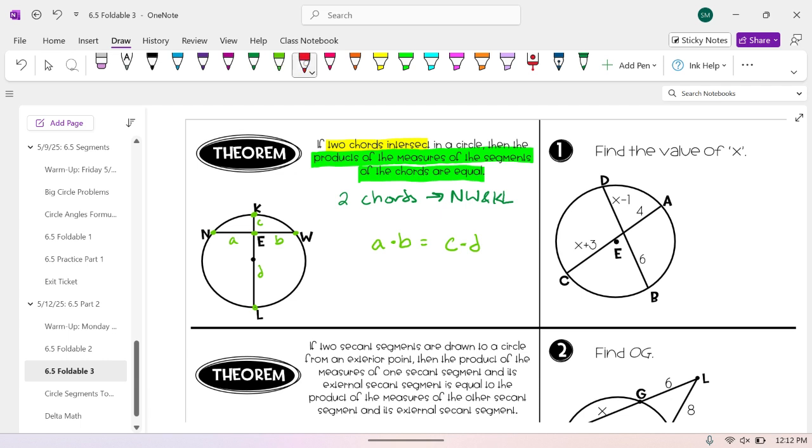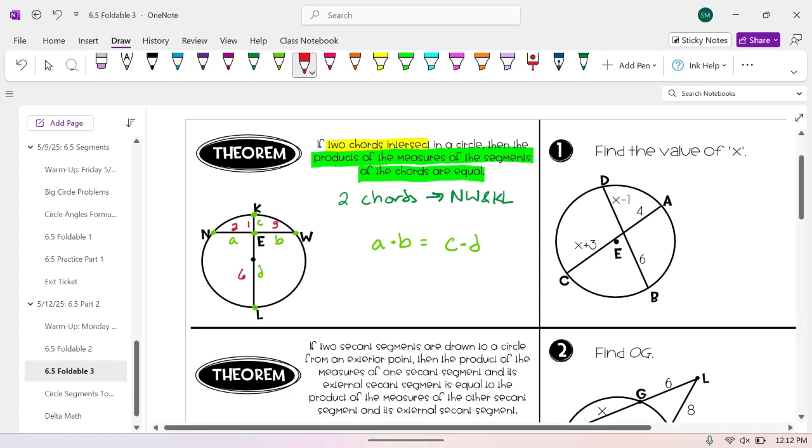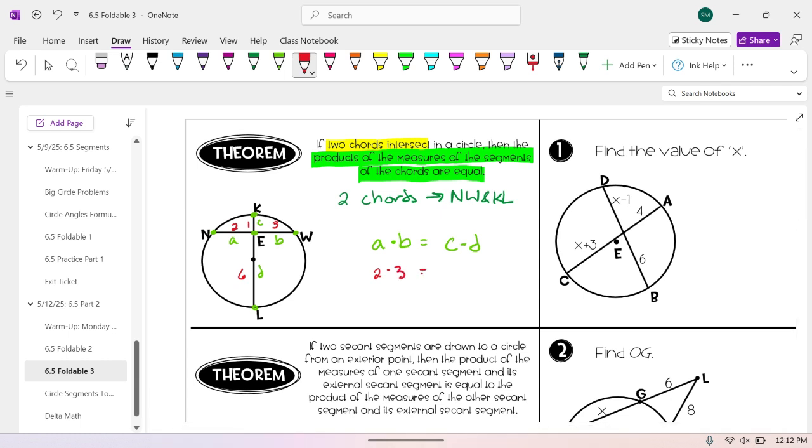So for example, let's say that A was 2, B was 3, D was 6 and C was 1. All right, we would have 2 times 3 is equal to 1 times 6. Is that not true? Yeah, 6 is equal to 6. That's all it's saying. They're proportional pretty much. All right.